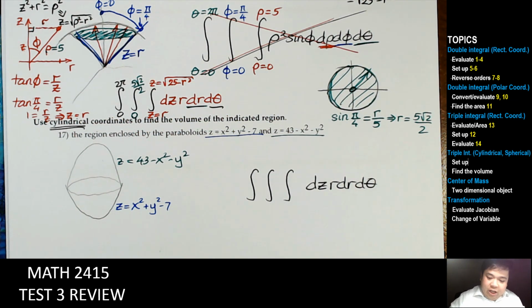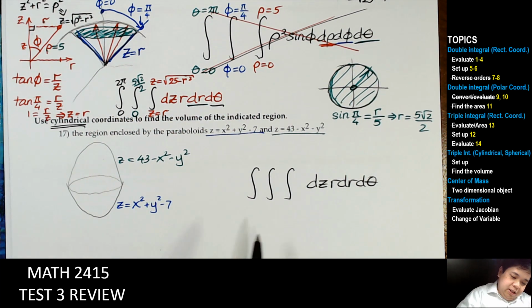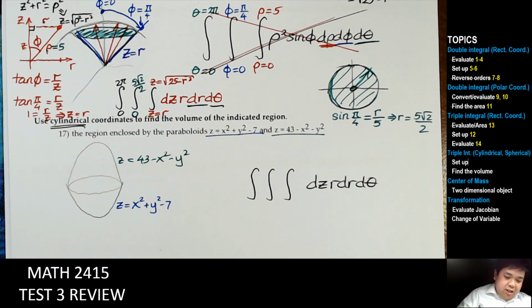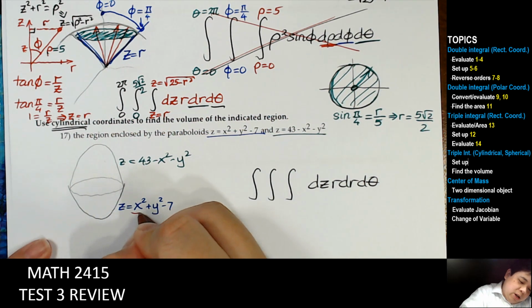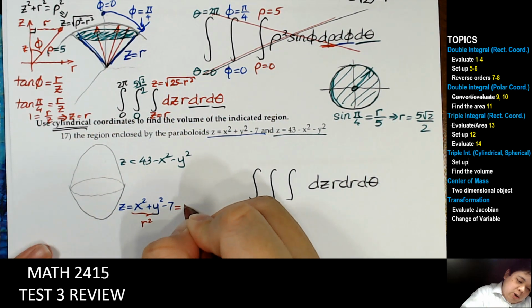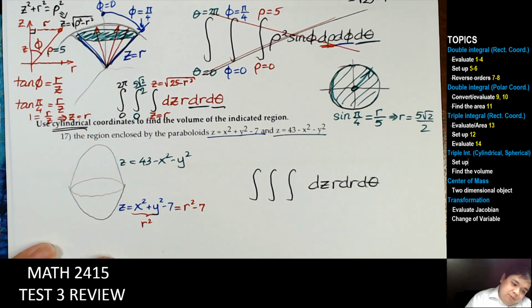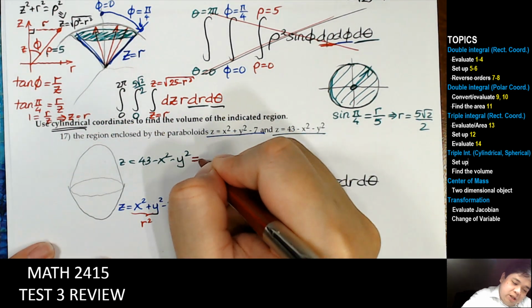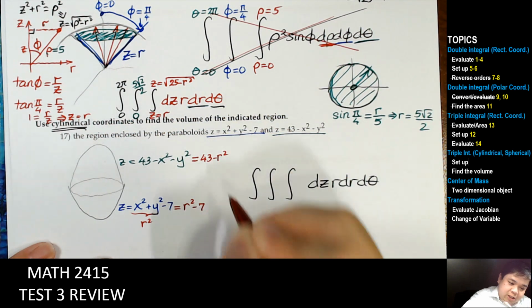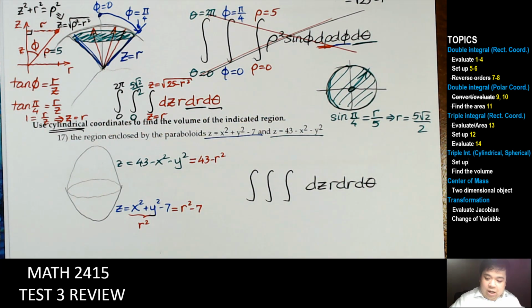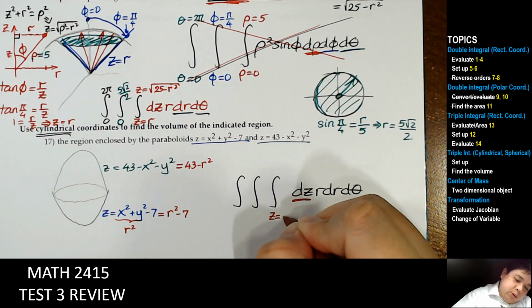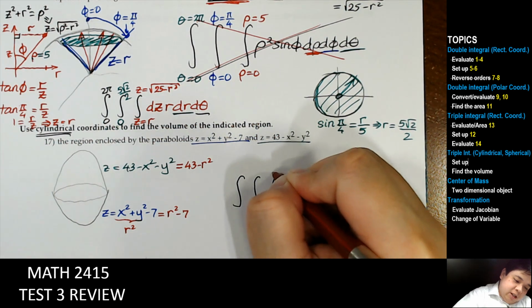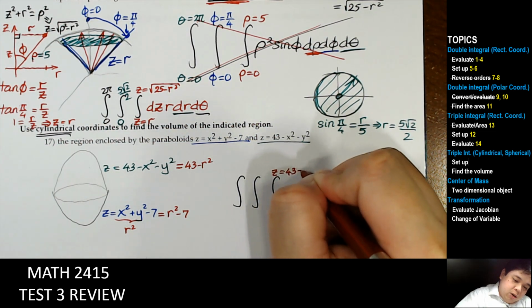The limit for z, obviously, will be easy. We have z between those two, but notice that we have x squared and y squared here. X squared plus y squared is r squared. So this will be just r squared minus 7. And likewise, this would be 43 minus r squared. That will be the limit for z. Z equals r squared minus 7 up to 43 minus r squared.